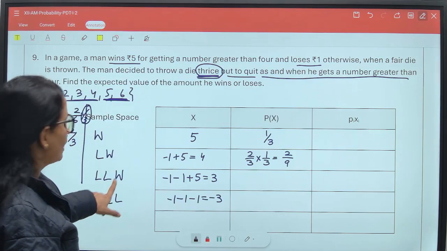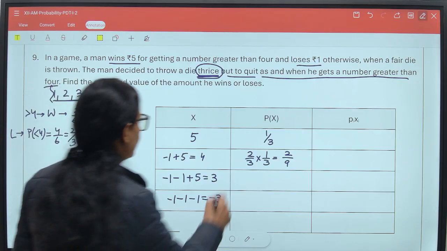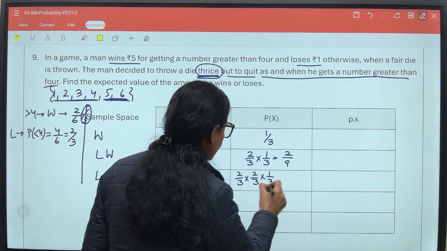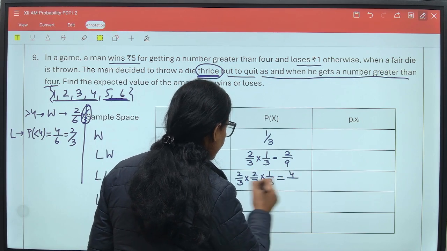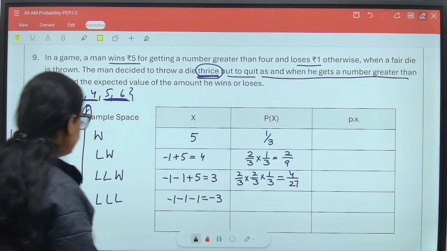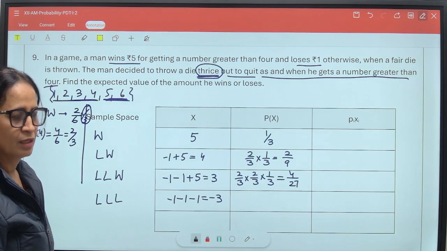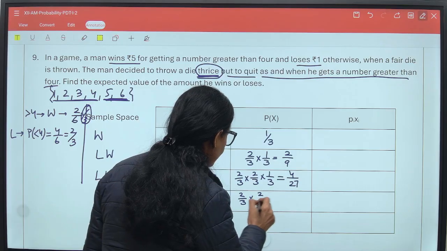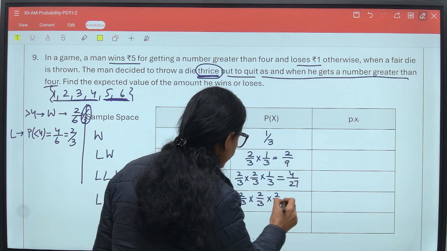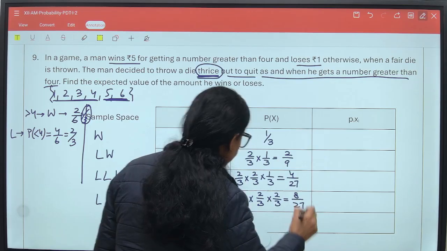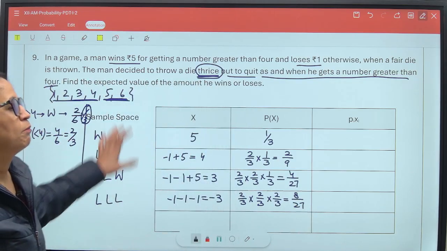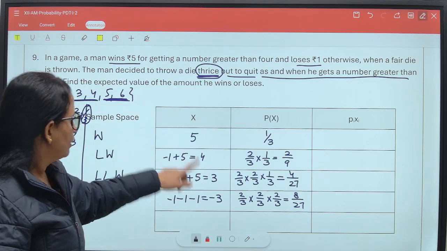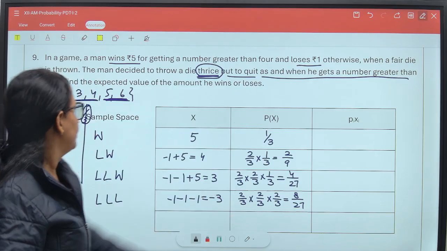If he loses 2 times and then he wins, that means 2 by 3 into 2 by 3 into 1 by 3. The overall probability becomes 4 by 27. And if he loses in all the 3 throws, he doesn't get a number greater than 4. So it is going to be 2 by 3 into 2 by 3 into 2 by 3, 8 by 27. So we have the probability distribution table now in place. We have the possible values that this random variable can have and the probabilities.